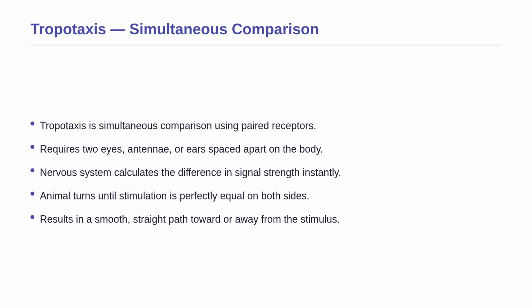It requires the animal to have paired receptors, like two antennae or two eyes, spaced apart on its body. The nervous system calculates the difference in signal strength simultaneously. The animal then turns until the stimulation is perfectly equal on both sides, achieving sensory balance. Once balanced, it moves in a straight line, directly toward or away from the source.